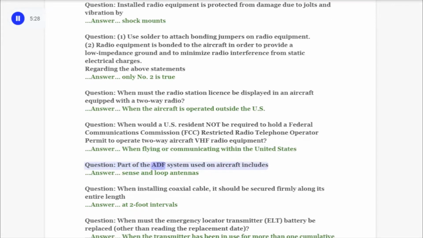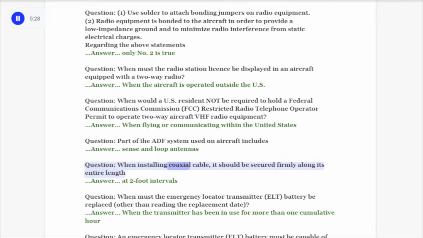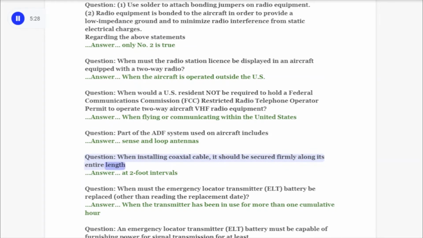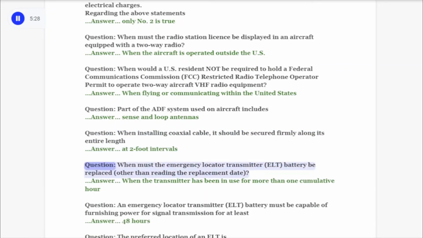Question: part of the ADF system used on aircraft includes? Answer: sense and loop antennas. Question: when installing coaxial cable, it should be secured firmly along its entire length. Answer: at 2-foot intervals.